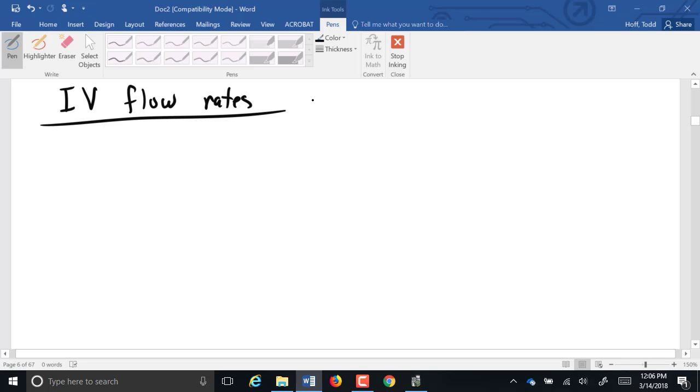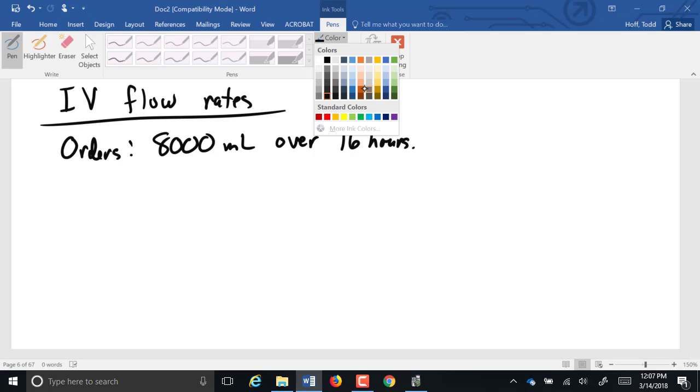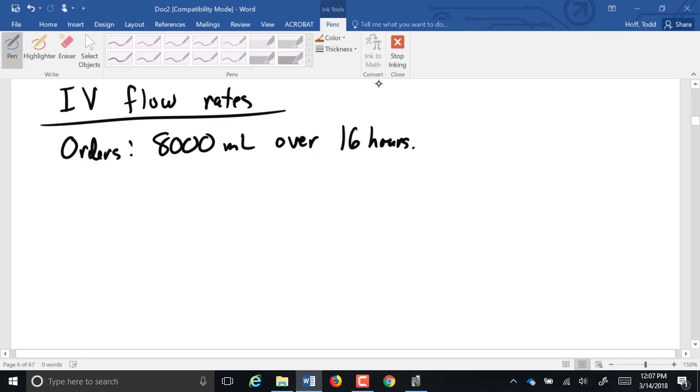So our IV flow rates are usually set up as a unit of time per hour. For example, let's say a doctor orders 8,000 milliliters to be administered over 16 hours. Well, one way that a flow rate can be represented is in simply milliliters per hour.